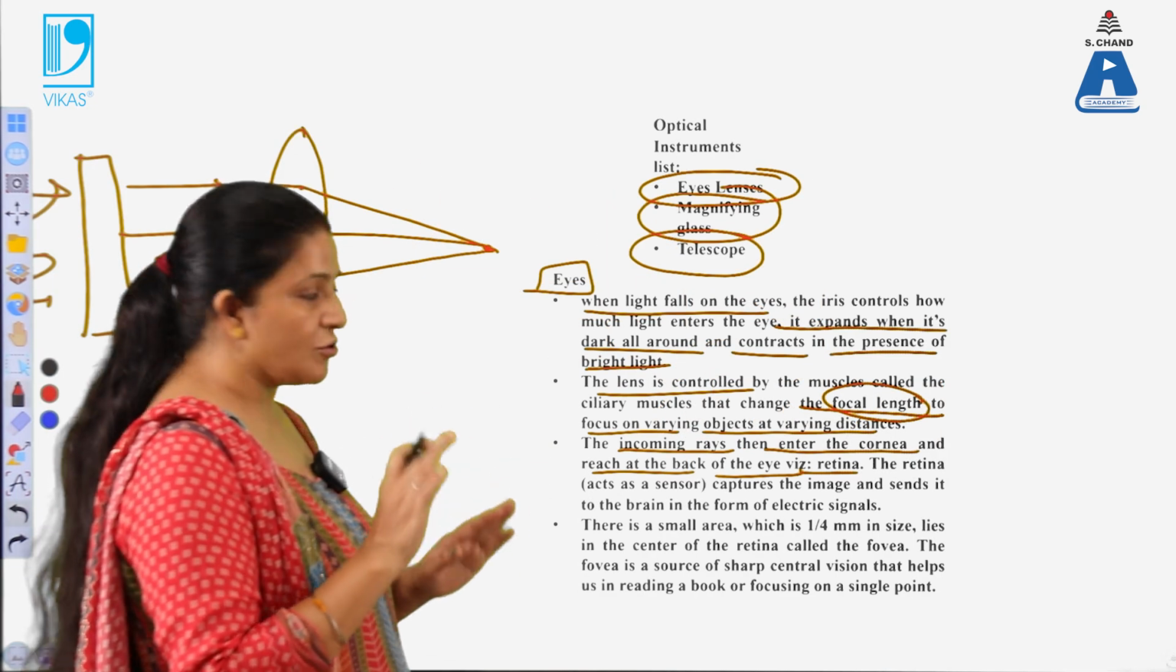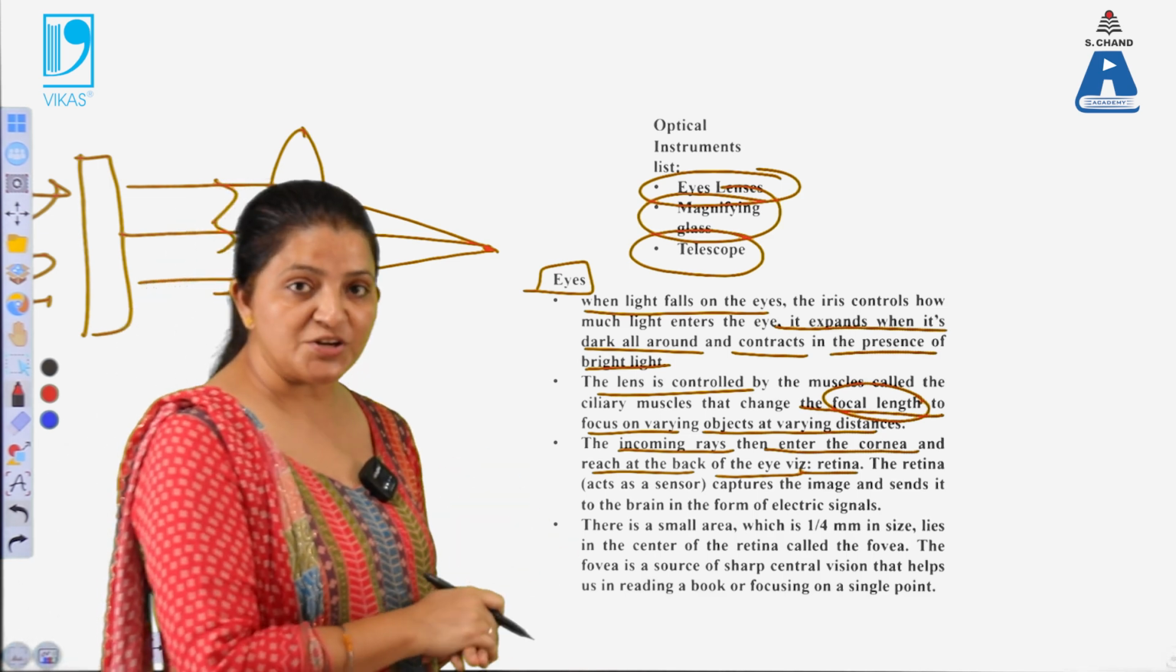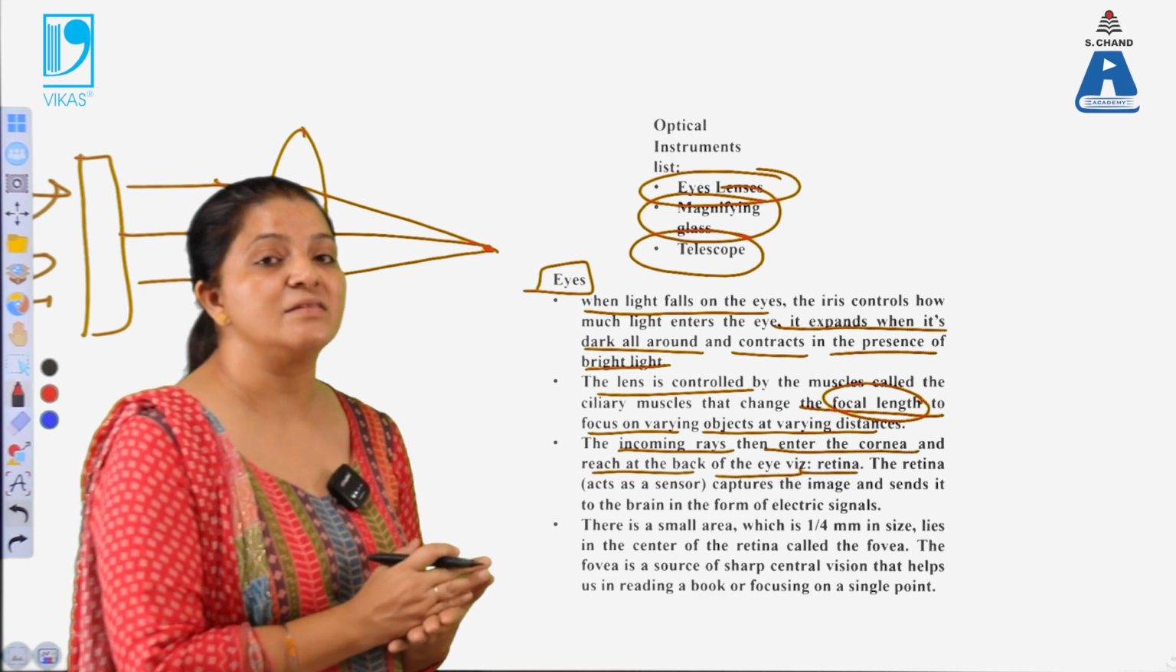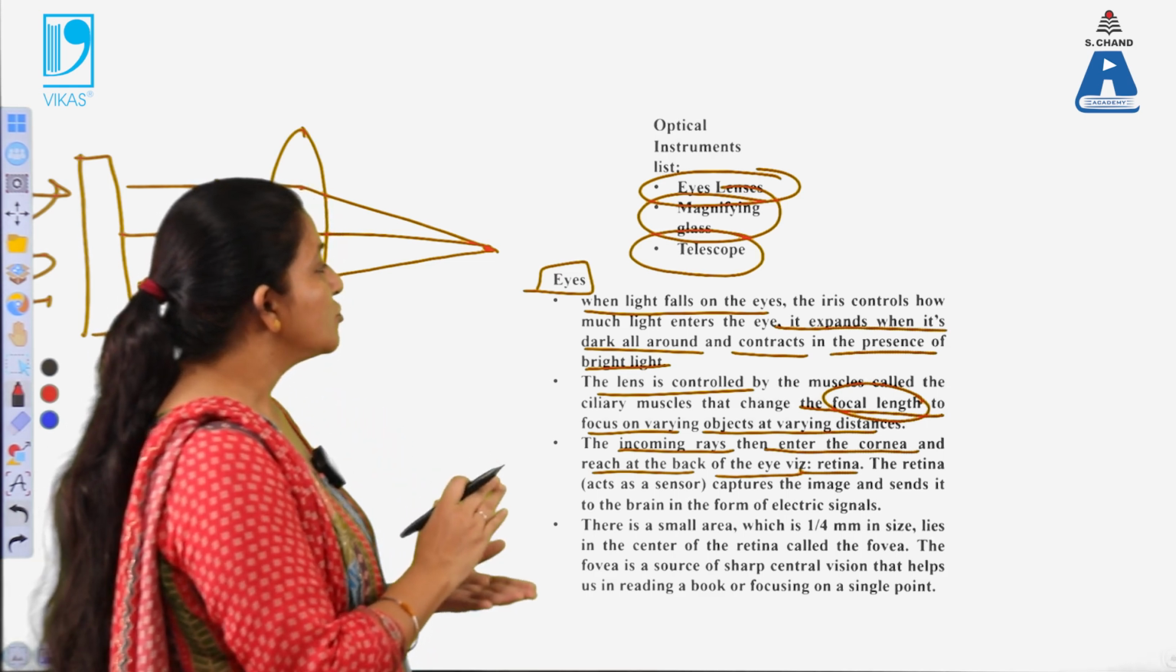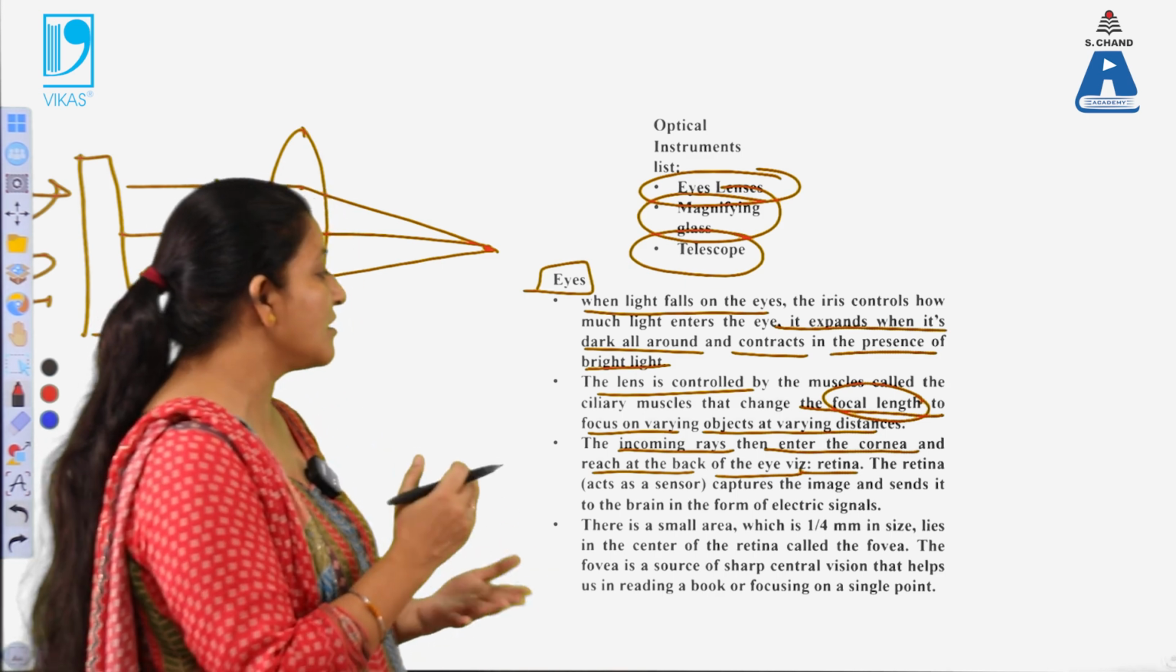Now, in order to see the optical images of objects, the basic optics behind that must be there. The light will be reflected or it can be refracted.